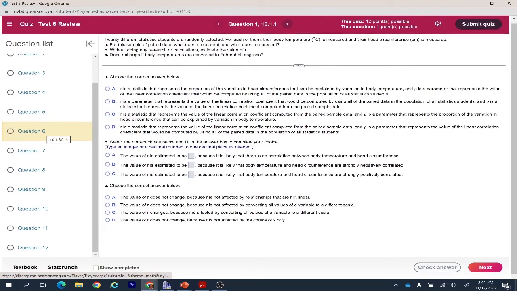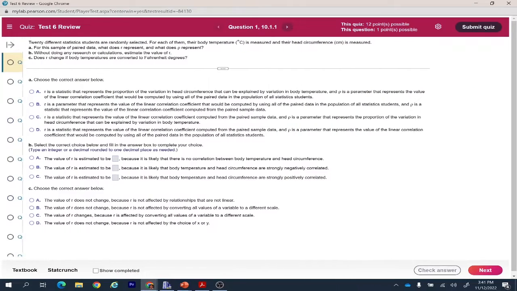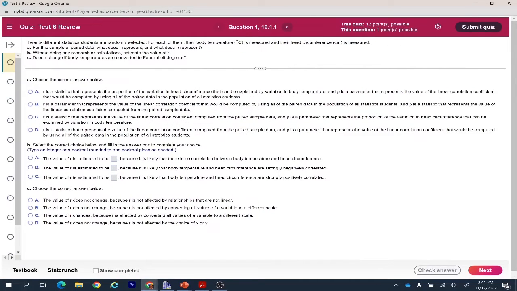So this is test 6 review. There are 12 questions in this review assignment. So let's read the first question. 20 different statistics students are randomly selected. For each of them, their body temperature in centigrade is measured and their head circumference in centimeters is measured. For this sample of paired data, what does r represent and what does rho represent?